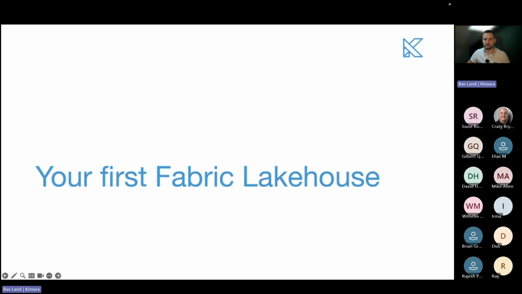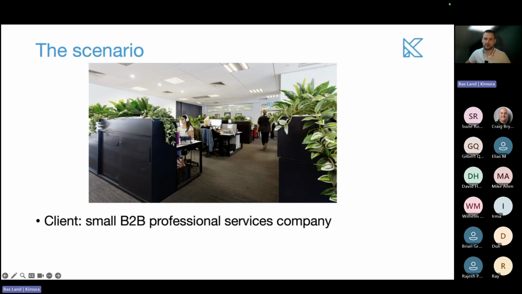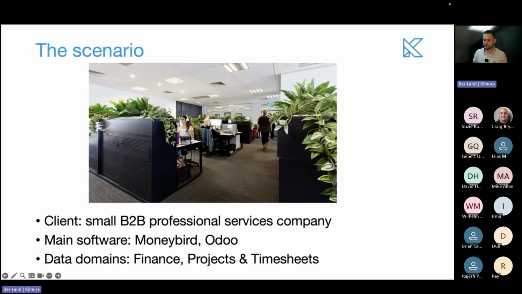Right. Then let's start looking at your first Fabric Lakehouse. We have prepared a small scenario where the client is a small B2B professional services company. They use two main software systems called Moneybird, which is an accounting software, and Odoo, which is an SMB ERP system, where accounting happens in Moneybird, and all the other processes from sales and projects, timesheets, and things like that happen in Odoo. Now they have two main data domains I want to be able to do reporting on, which are finance and projects and timesheets.